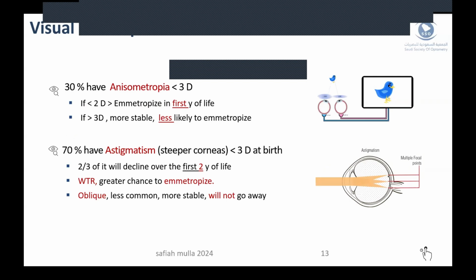70% of them have astigmatism. They have a steeper cornea. However, it's going to be less than 3 diopters at birth. 2/3 of that astigmatism will decline over the first 2 years. The oblique type is less common, however, if it's there, it's going to be stable. With-the-rule astigmatism has a greater chance to emmetropize.